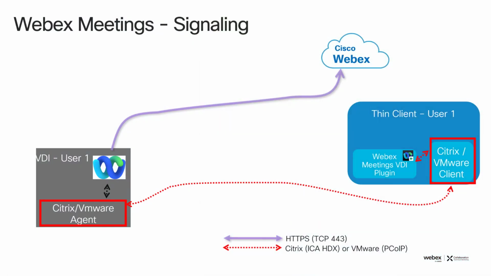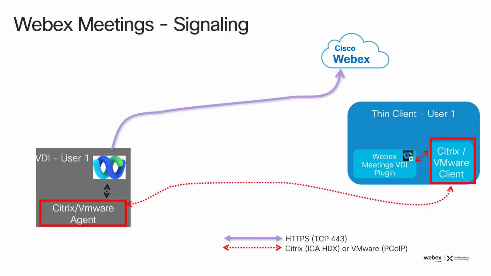In this diagram, it looks a bit different. On the left, we have our virtual desktop, or VDI, with user one. And on our virtual desktop, we have the Webex app deployed. We also have our virtual desktop agent, whatever that may be. We also have our thin client. So this is our endpoint device, the device the user interacts with. On the thin client device, we have the Webex Meetings VDI plugin deployed. We may have both plugins installed individually, or we may have installed the bundled installer plugin, which installs both plugins.